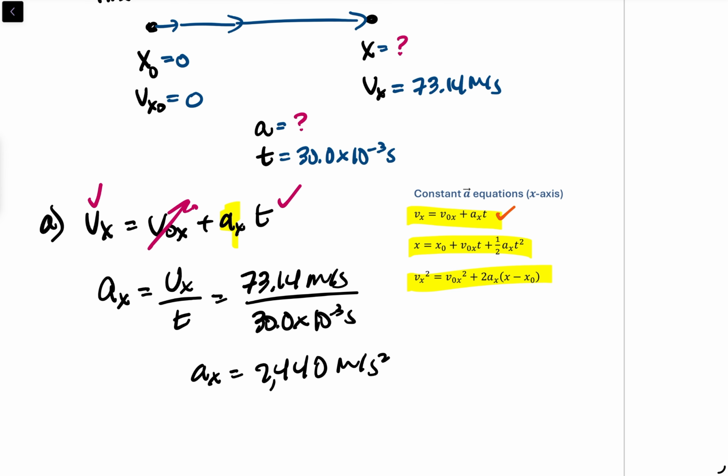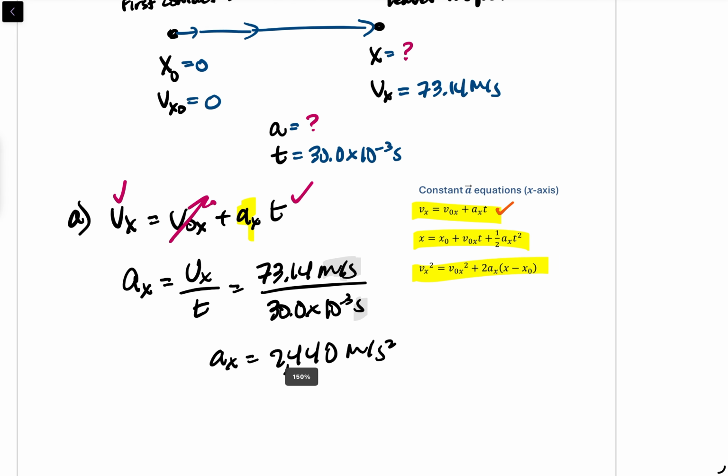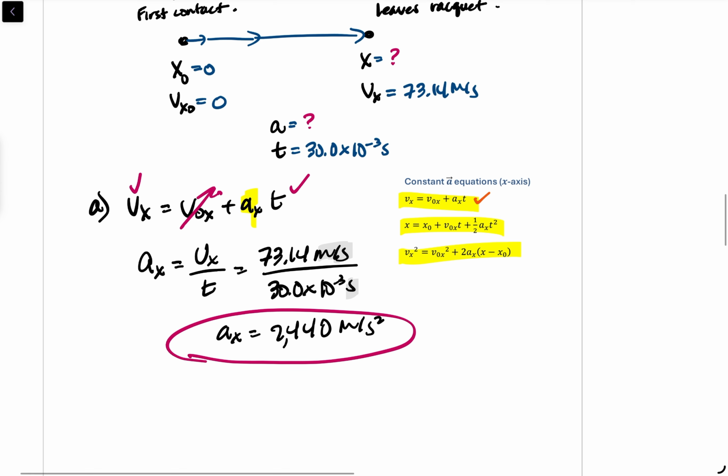If we have our units in there, we can do that quick check, right? So I've got V up top that has meters per second, and I got a time on the bottom. So I end up with meters per second squared, which is a unit for acceleration. So we are in good shape. That all is consistent with what we want. Okay, so that was A.